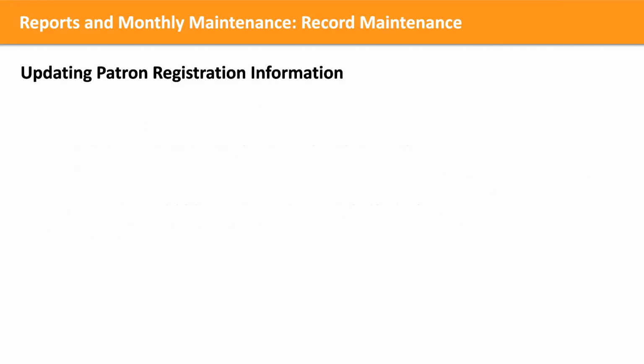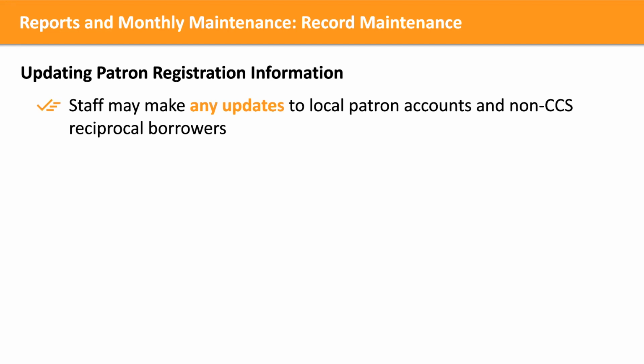And the final thing that I wanted to review is briefly look at some record maintenance. Now, the first aspect of this is maintaining record data in between renewals. For example, a patron may come to you and ask you to update their contact information. Now, staff may make any updates needed to local patron accounts, right? So these are patrons registered to your own library, and non-CCS reciprocal borrowers.